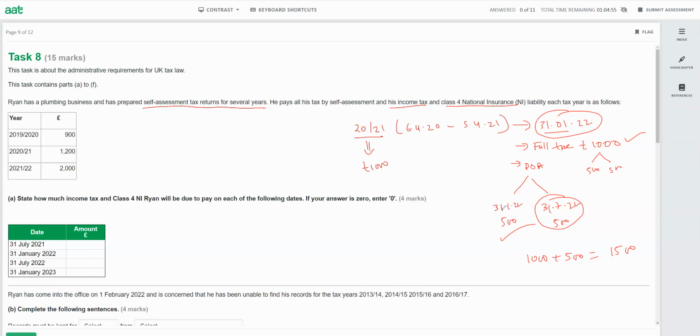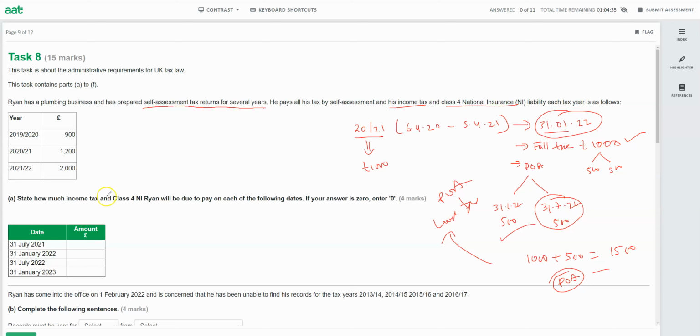But remember that if there is any payment on account that you already paid before, for example last year, any POA, then I have to subtract it from here. If I already paid something in advance, I'm not going to pay it again.